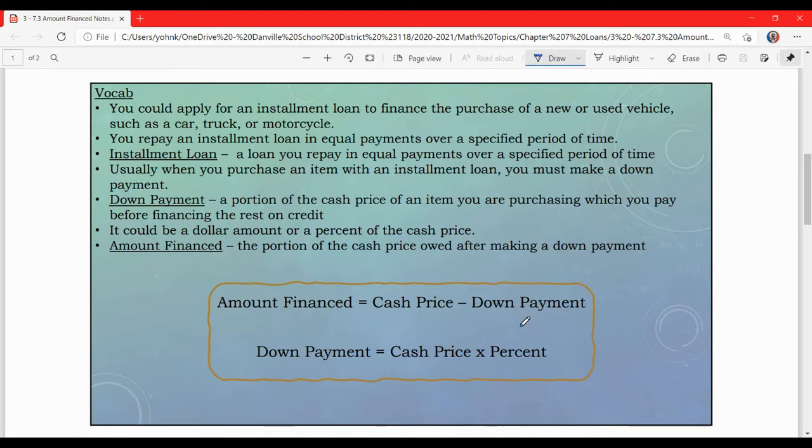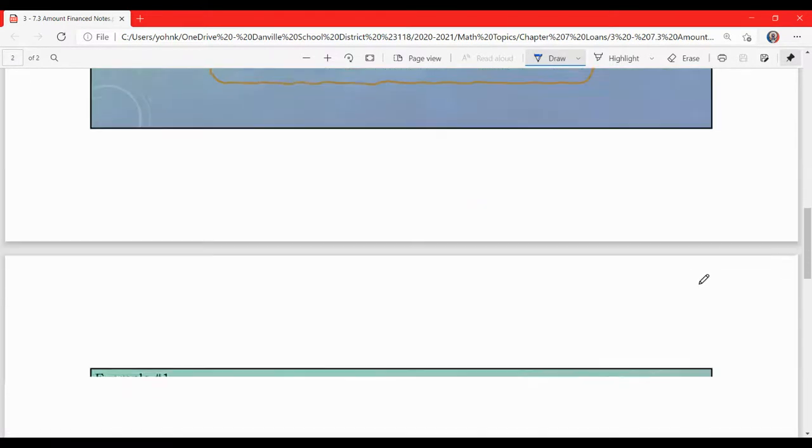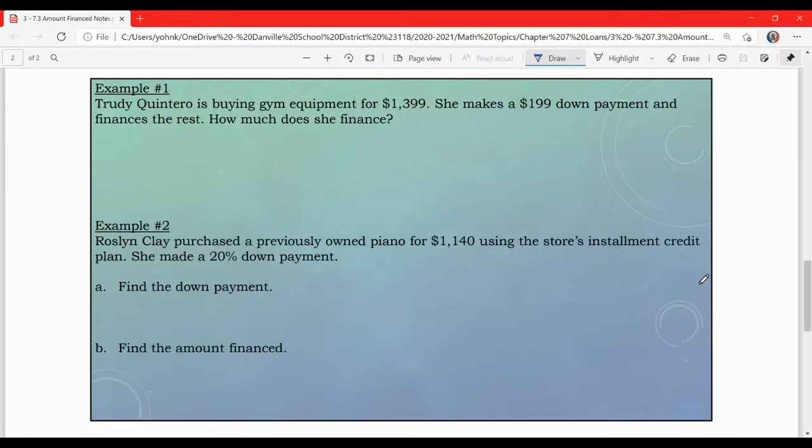If instead the down payment has a certain percentage, like you have to give 10% down or 5% down, then you would first calculate the down payment amount by multiplying by the percentage, and then you can subtract it. So sometimes the down payment is a certain percentage of the price of the item you are purchasing, other times it's a specified amount like $2,000 or $1,000.